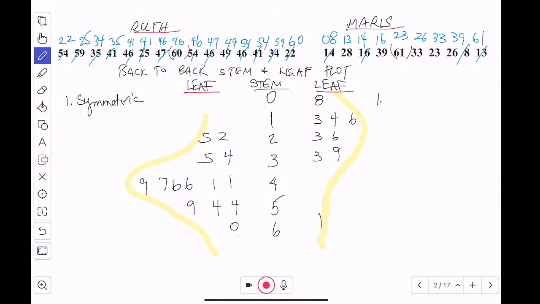Did I miss a number? Did I miss a 28? Where's 28? I missed a number? 8, 13, 14, 16, 23, 26. Oh, I guess I did miss a number, 28. Okay, let's put the 28 down. So where does that go? It'll just go here.